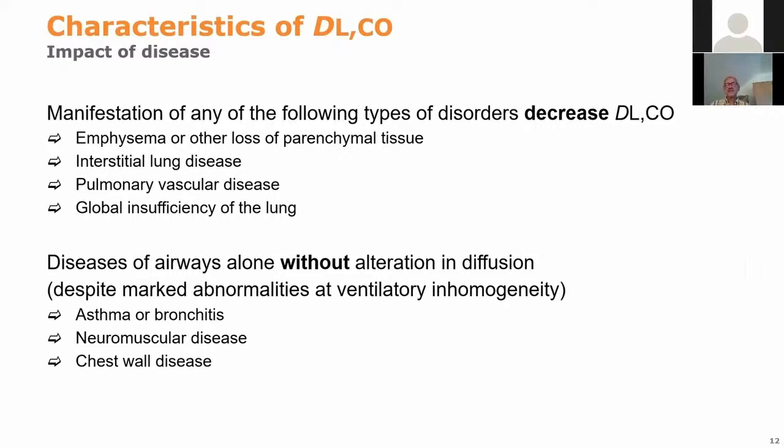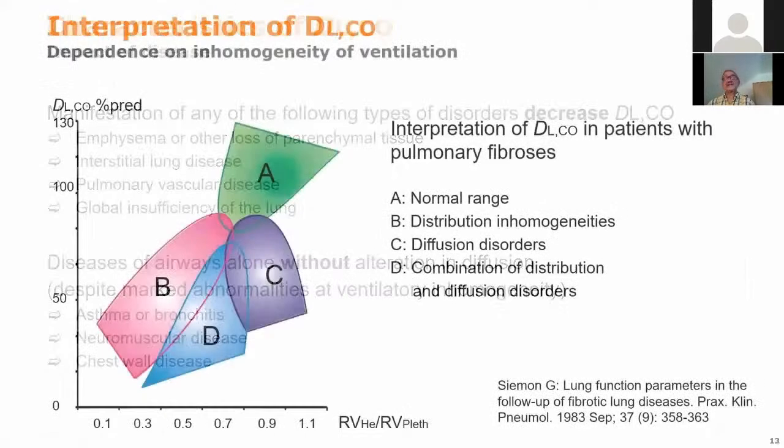And there are diseases which usually don't alter diffusion, except if the inhomogeneity of the lung is large and significant. And these diseases are asthma and bronchitis, neuromuscular disease, or chest wall diseases. A short overview about the diseases.